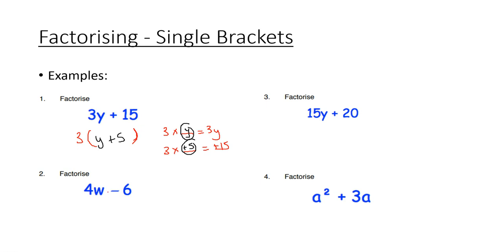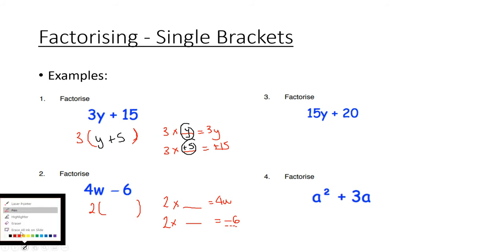Right, let's have a look at example 2. So we've got 4w minus 6. So we have to find our highest common factor that goes into 4 and goes into 6. Now this one isn't as easy as the one where we have 3. So what number goes into 4w and what number goes into 6? The answer is 2. So we can write 2 and then draw our brackets. So then 2 times by what gives me 4w, and then 2 times by what gives me minus 6. Remembering that minus, okay? Don't forget it, it's there.